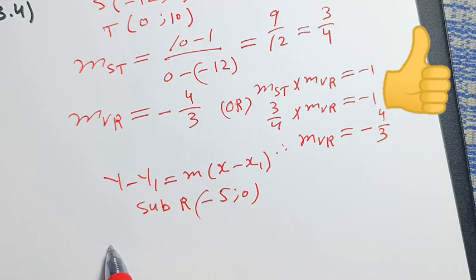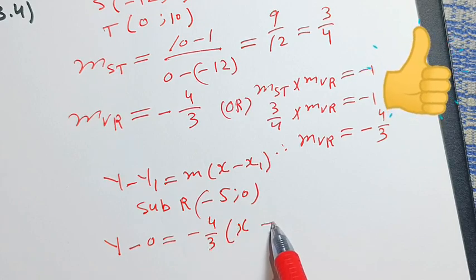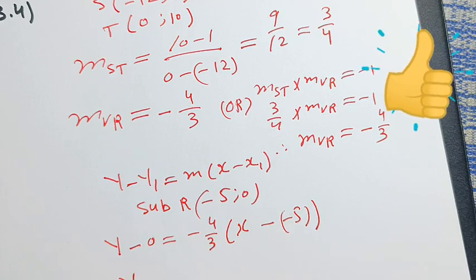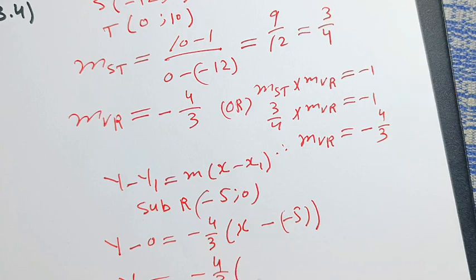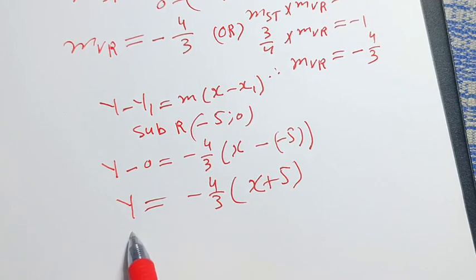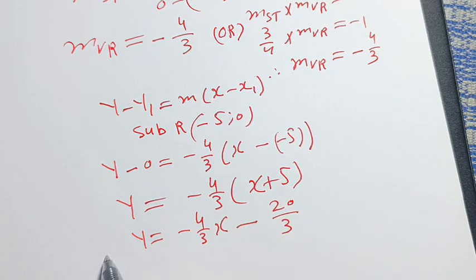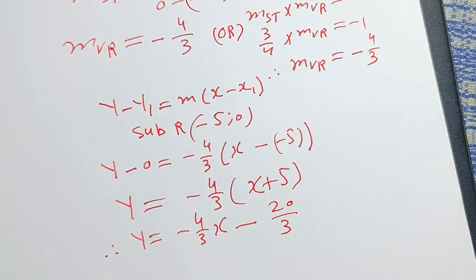Now y minus 0 is equal to negative 4 over 3 (x minus negative 5), close bracket, and this is y equals negative 4 over 3 (x plus 5). Further simplify, y is equal to negative 4 over 3 x, negative times positive is negative. Use the calculator, the answer is going to be 20 over 3. So therefore this is my equation of VR.